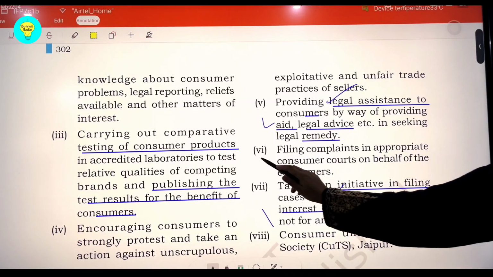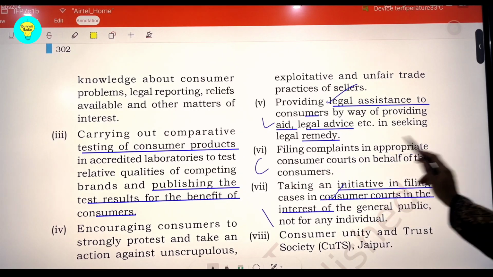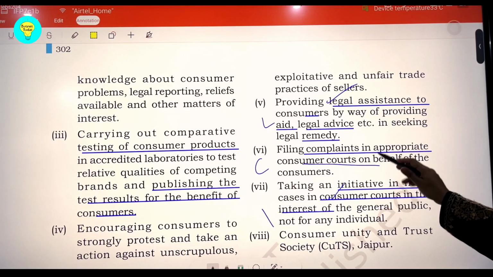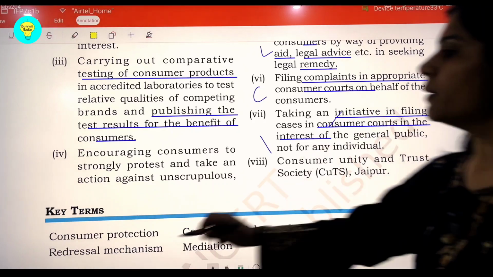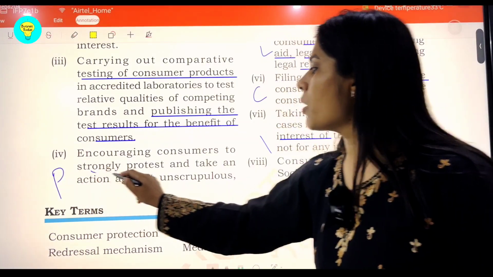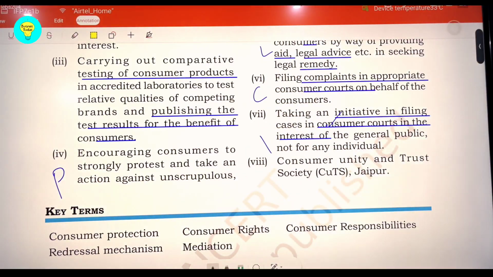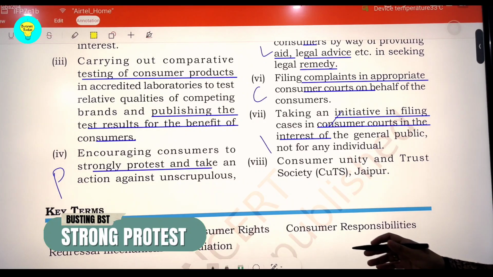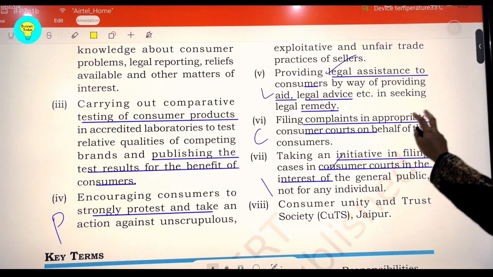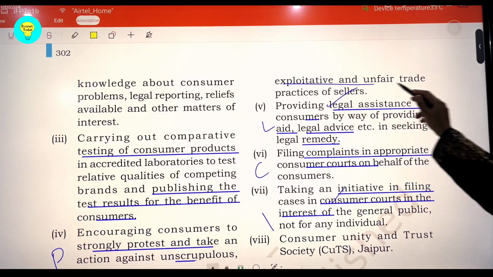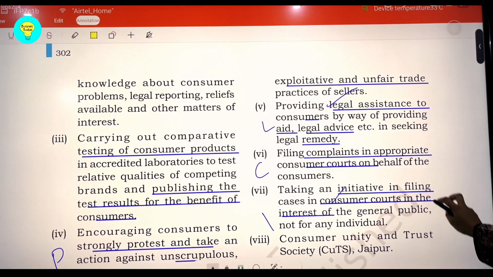And C is filing complaints on behalf of the consumers in appropriate courts so as to set an example or to show them the right way that how the things must go. So PET, LIC, P cuts. So again P, again one P represents the strong protests by such organizations, the non-governmental organizations, that can take action against unscrupulous and unfair trade practices which are aimed at exploiting the consumer segment.